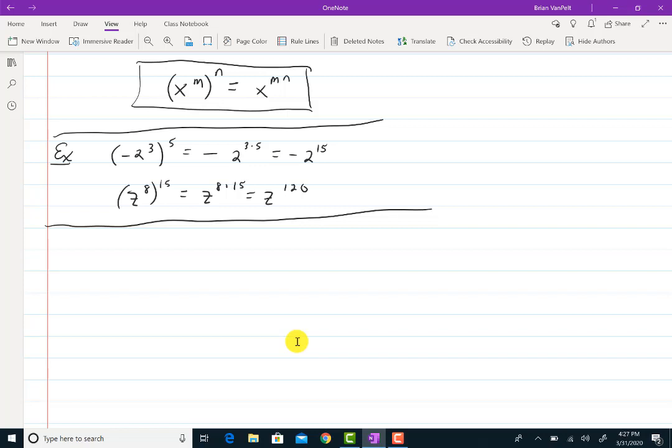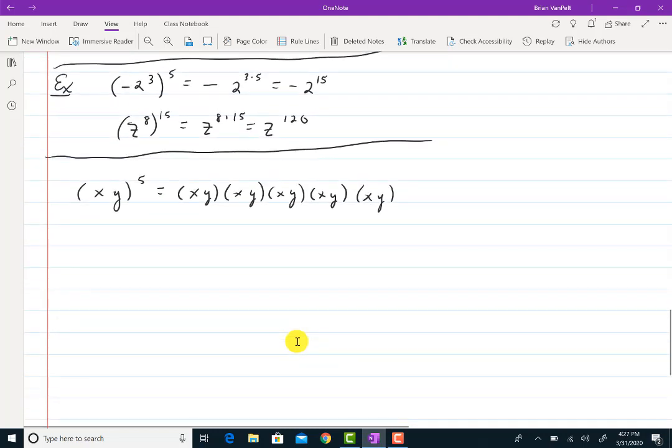Now check this out. If I have x times y, and I raise it to, say, the 5th power, I'll have xy times xy times xy times xy. How many did I put? 4. I need one more xy. So there's 5 of them. Now, according to what they call the associative property for multiplication, I can do this. That is, I can drop the parentheses.